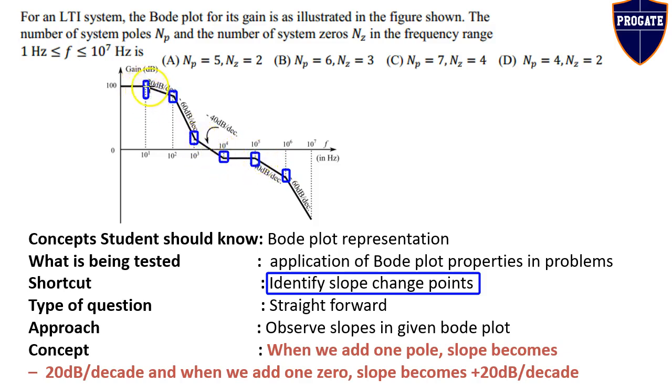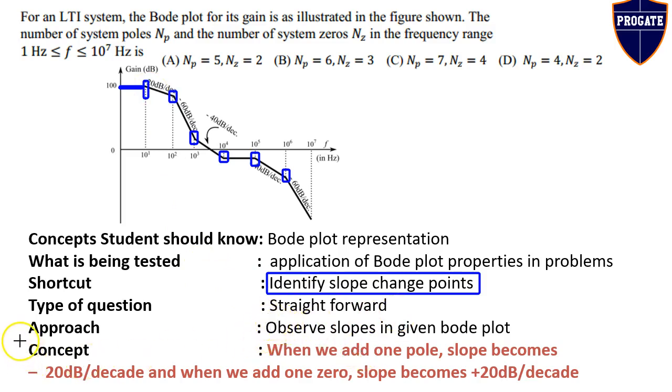If you consider the abrupt change in slope at 10 Hz frequency, just before 10 Hz the slope is 0 dB per decade, and just after 10 Hz the slope is plus 20 dB per decade. Hence at 10 Hz it is called a sudden change, or the slope change point. This type of question is straightforward. Approach is to observe slopes in the given Bode plot.